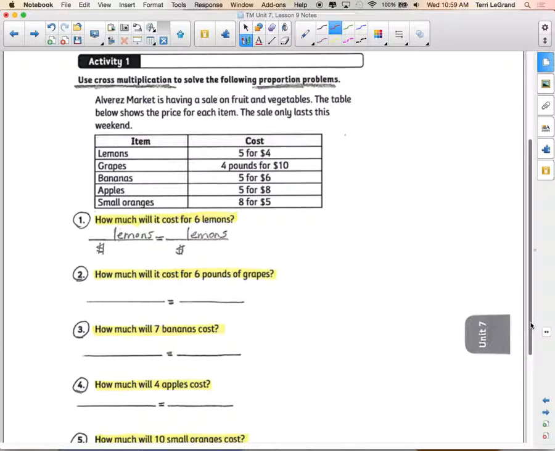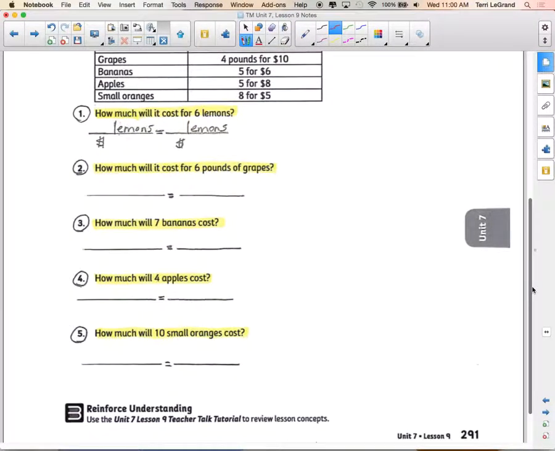So Alvarez Market is having a sale on fruit and vegetables. Anybody see where I'm reading? Okay, follow along with me then. Alvarez Market is having a sale on fruit and vegetables. The table below shows the price for each item. Danny, finish that for me. One more sentence to read. The sale only lasts this weekend. Okay. Well, probably not a big deal that it only lasts this weekend in the realm of solving these, but that was just some useful information for the customers.